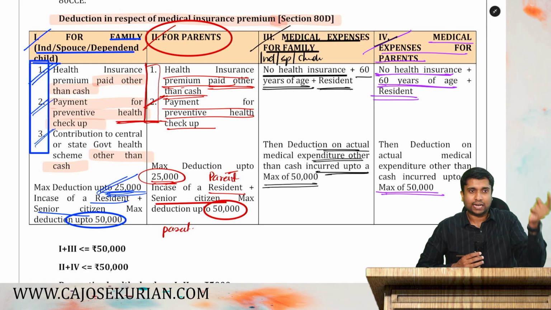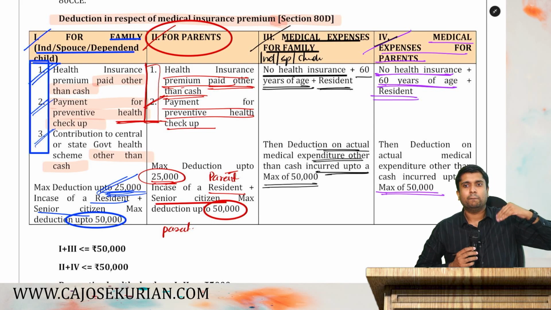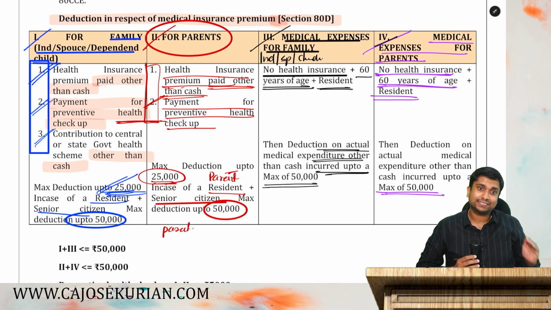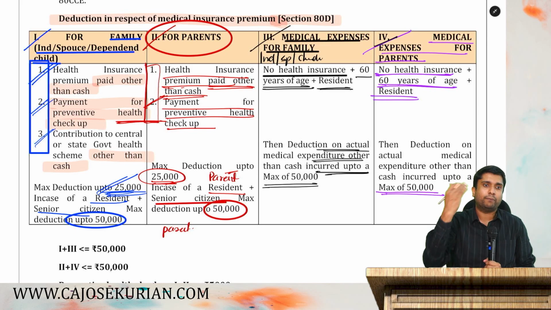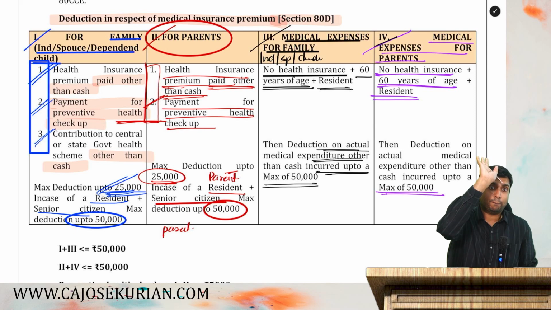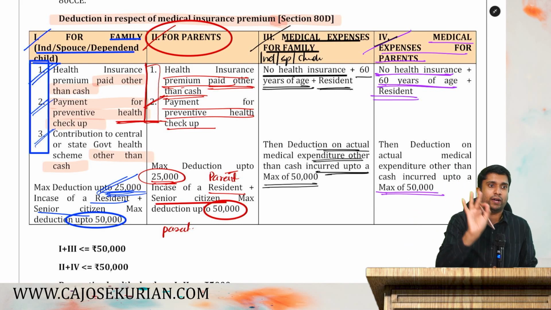Category number 2 for parents, medical insurance and preventive health checkup. Medical insurance other than cash. Preventive health checkup, any mode. Maximum deduction 25,000. If the parent is a senior citizen plus resident, maximum 50,000. Category 3, medical expenditure for family. There shouldn't be any health insurance. The person who has incurred the medical expenditure should be a resident plus his age is 60 or more. Then maximum 50,000, provided the payment is made in any mode other than cash.